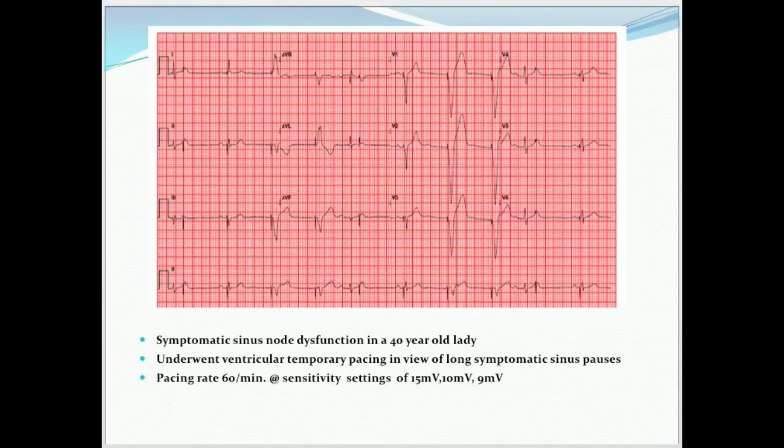This ECG shows symptomatic sinus node dysfunction in a 40-year-old lady who underwent temporary pacing in view of long symptomatic sinus pauses. The temporary pacemaker is set at a rate of 60 beats per minute with a sensitivity of 15 millivolt and an output of 10 volt.